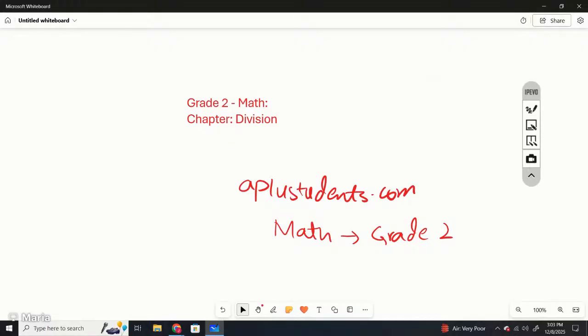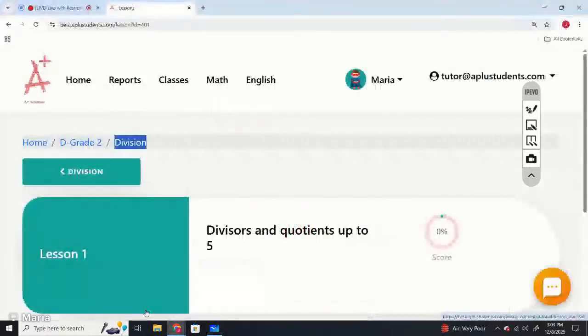So please make sure you have your notebook and pencil so that you can note down the important examples and definitions as well. So here I'm on grade 2 math. The chapter we're on right now is division. Let's start with the first lesson, that is divisors and quotients up to 5.